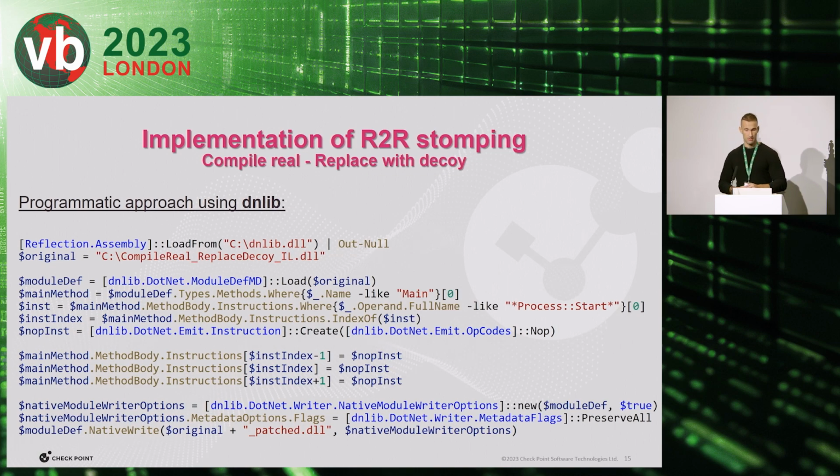The code is pretty simple. We can see that I'm trying to just find the method Main. In the method Main, I'm trying to find the invocation of the Process.Start method. And I will just replace the instructions related to Process.Start with NOP instructions and save that. Basically, I did exactly the same as we already did in the dnSpyEx tool.